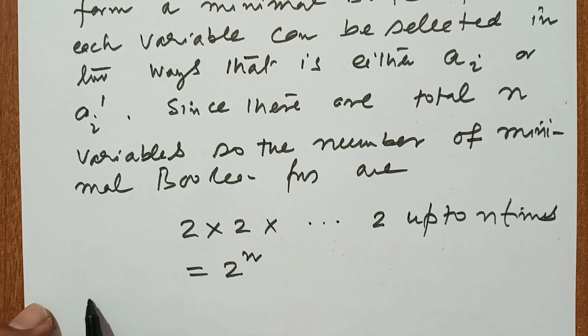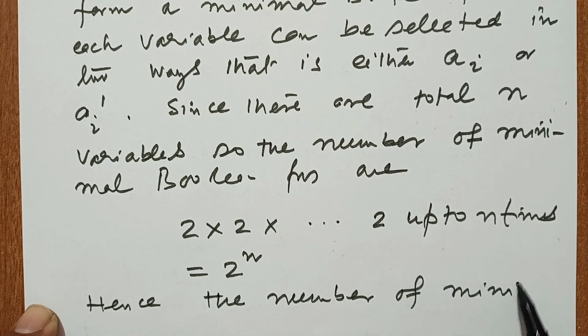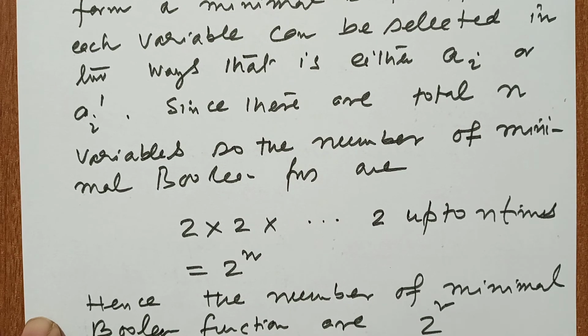Hence, the number of minimal Boolean functions are 2 to the power n. Okay, and hence proved.